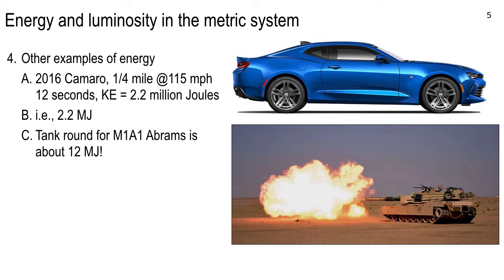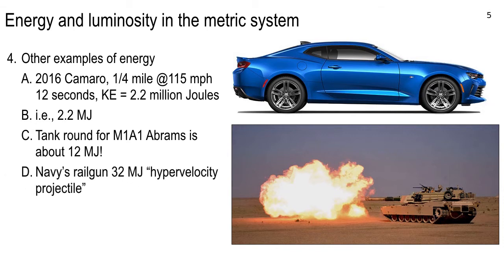I don't even want to think about the kinetic energy of that baby. I mean, a Camaro going 115 miles an hour versus an M1A1 Abrams going 50 miles an hour. Oh my goodness, that's a lot of kinetic energy. I'll have to figure that out one of these days. Anyways, a good tank round is 12 megajoules. The Navy's railgun is estimated at 32 megajoules. I'm sure they don't want everybody to know exactly what it is. But 32 megajoules is what is commonly conceded as the energy range for that hypervelocity projectile.